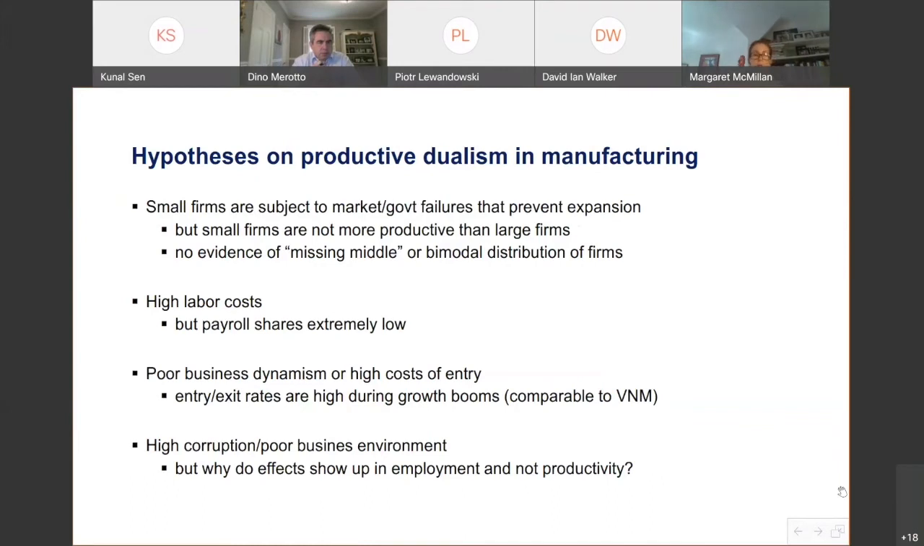High labor costs is often offered as an explanation for limited employment growth in the formal sector, but our data show that the payroll shares in Ethiopia and Tanzania are very low. Poor business dynamism or high entry costs, we also show that there's a lot of turnover in the manufacturing sector. Entry and exit rates are high and comparable to what we see in Vietnam. And high corruption or a poor business environment, if that were the case, why do we see relatively high productivity growth among the large firms?